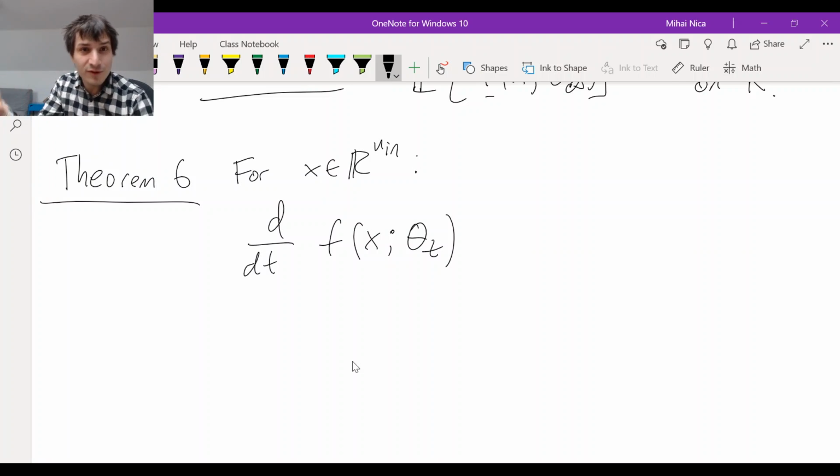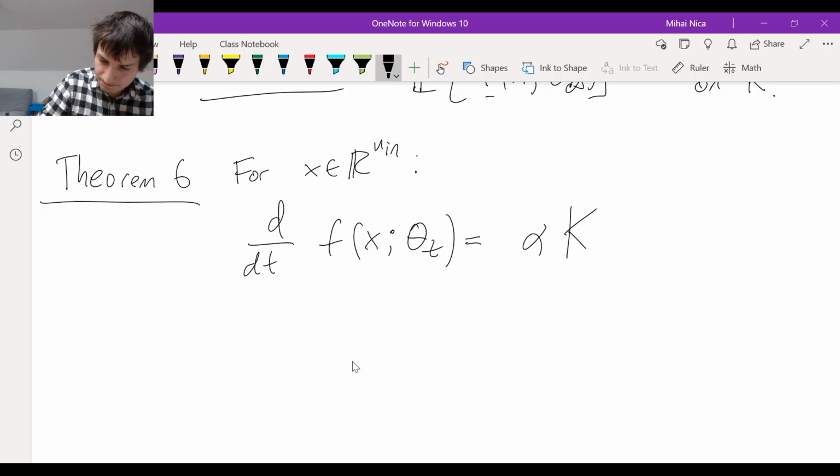So the parameters are evolving. If you feed the evolving parameters into the function, you get some number that's evolving. How is that number evolving? It turns out that the evolution depends only on K. So here's the formula. You might think it's some complicated thing, but it only depends on K. So what is the formula? You get alpha... So let me write it down and then I'll explain what it is.